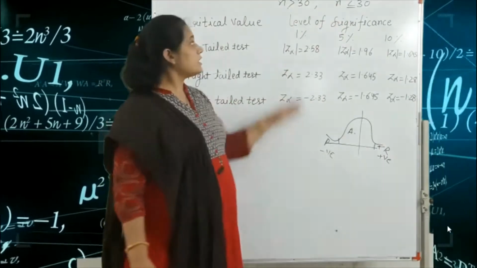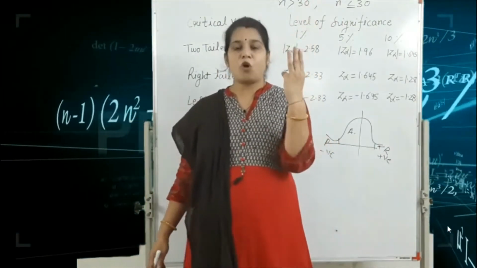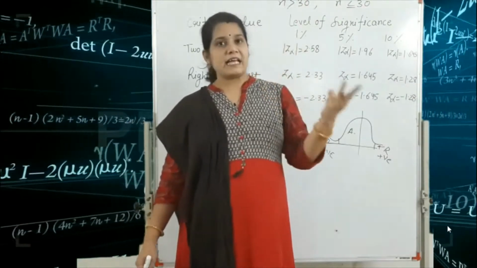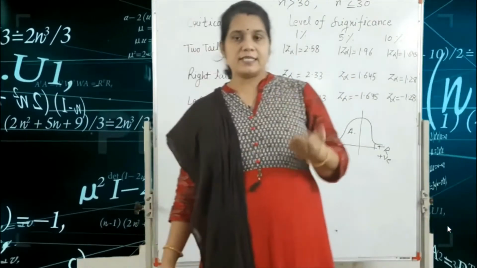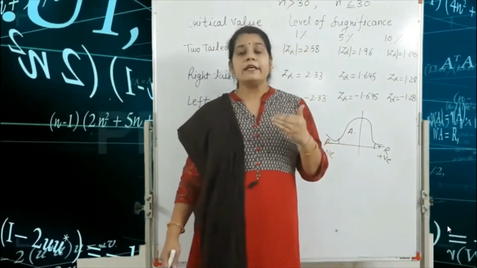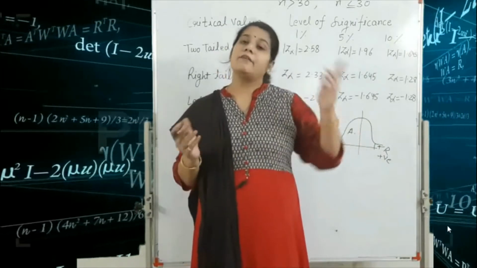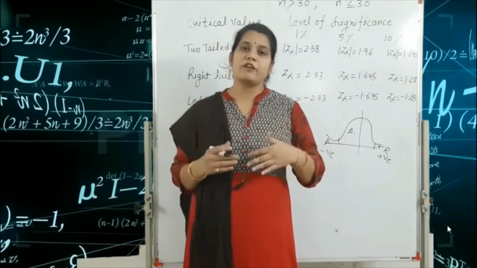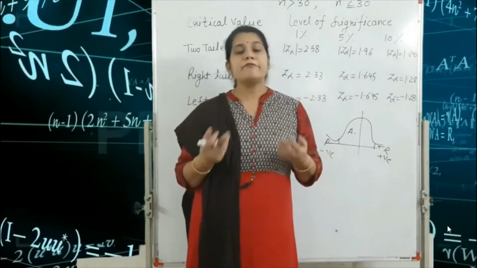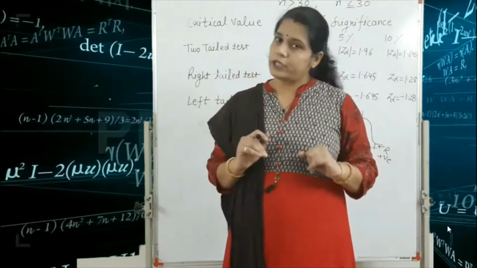Okay, so if n is greater than 30, we have three types of formula, that is, three types of question. The first type of question is given in terms of probability and level of significance. You have already seen that the level of significance is given in a question. If not given, then you consider 5%. Okay.